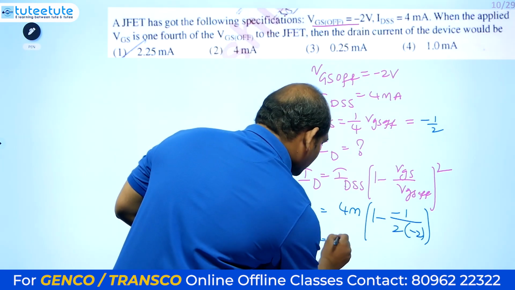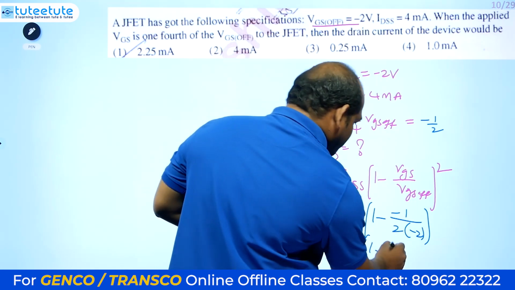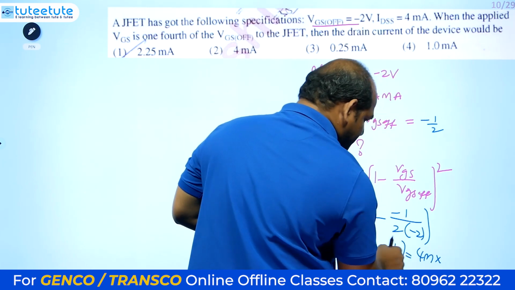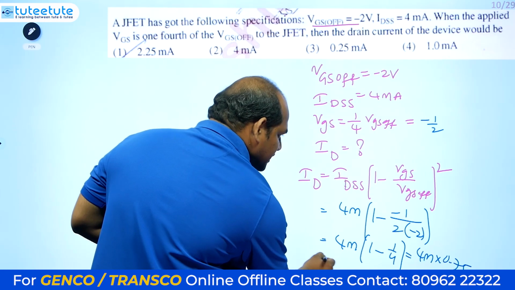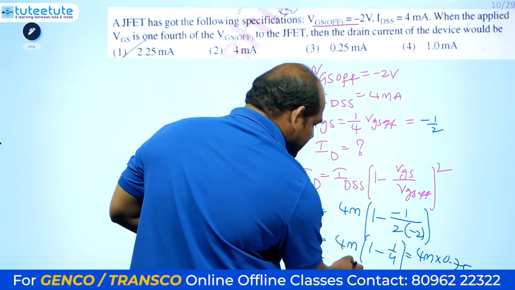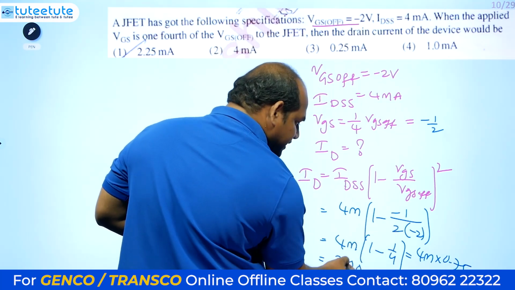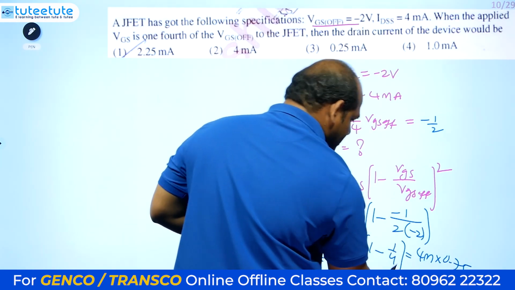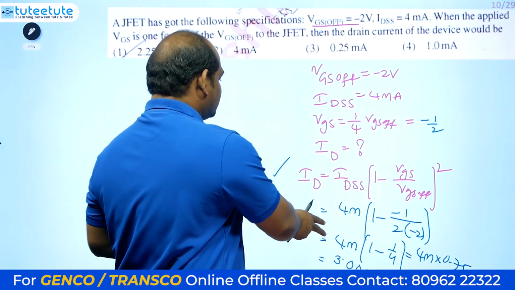So it is equal to 4 milli times (1 minus 1/4) squared, so that is 4 milli times 0.75 squared. You can calculate that one. So finally you will get 3 milliamps here. In this way you can calculate. So this formula you should know regarding the JFET.